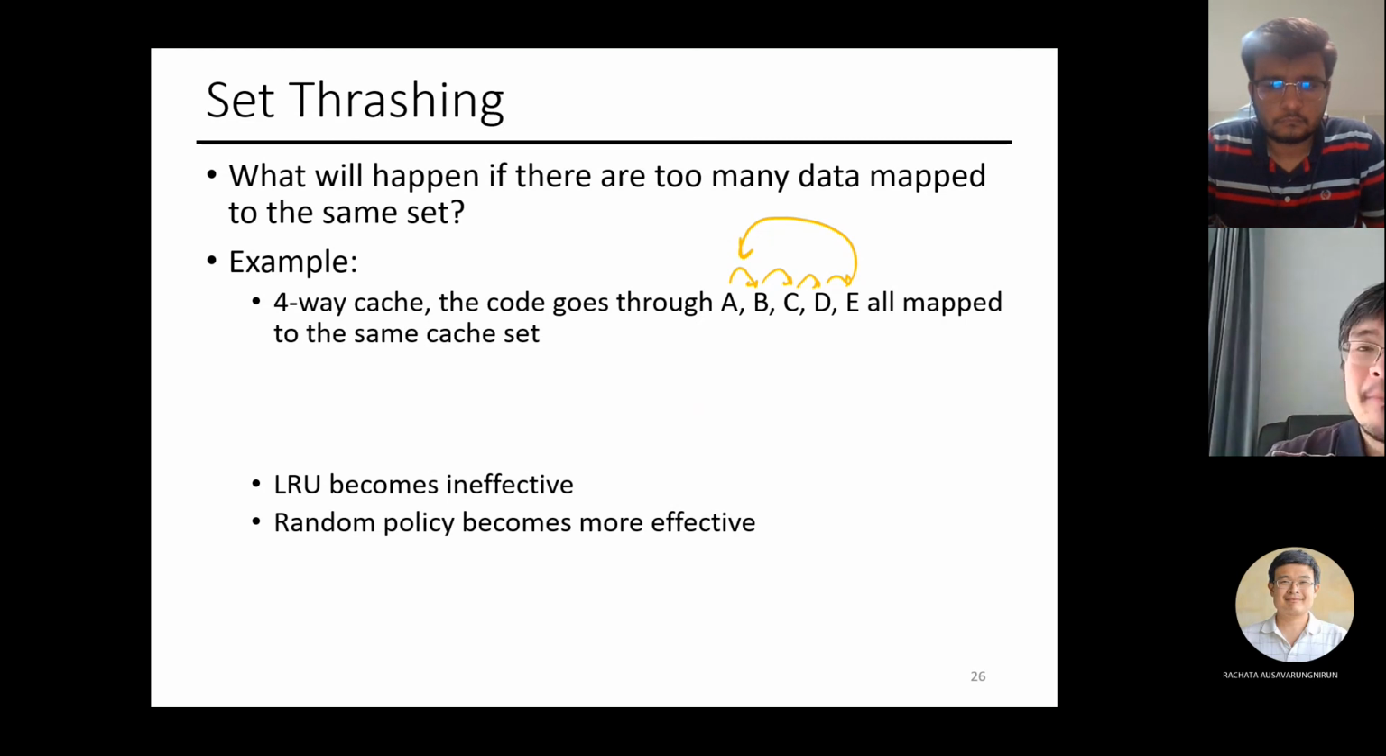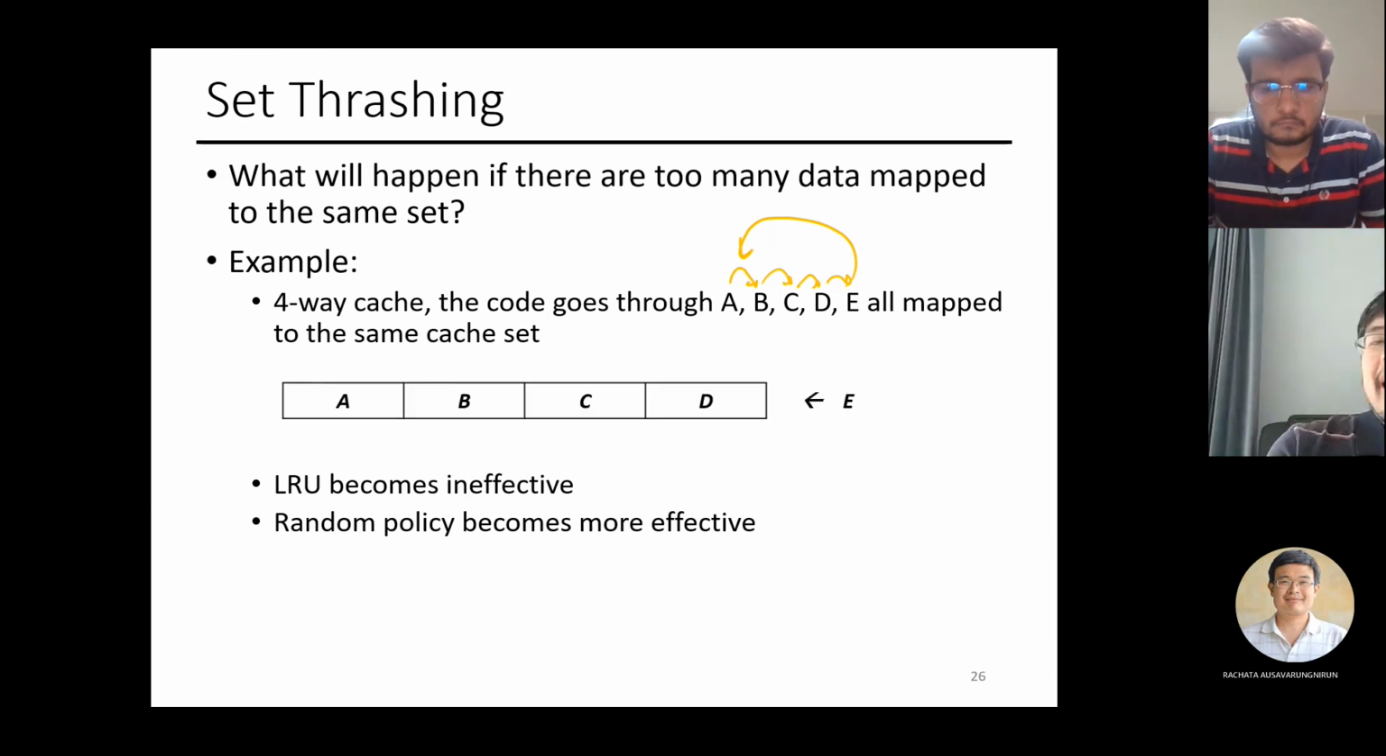Different tags, but the same set ID, right? So here's the cache. I have 4 items in there, right? I can only contain 4 cache blocks. When I access A, I put A in there. I access B, I put B in there. I access C, I put C in there. I access D, I put D in there. And then I access E. What happened here? Which one do I kick out because of the LRU policy?